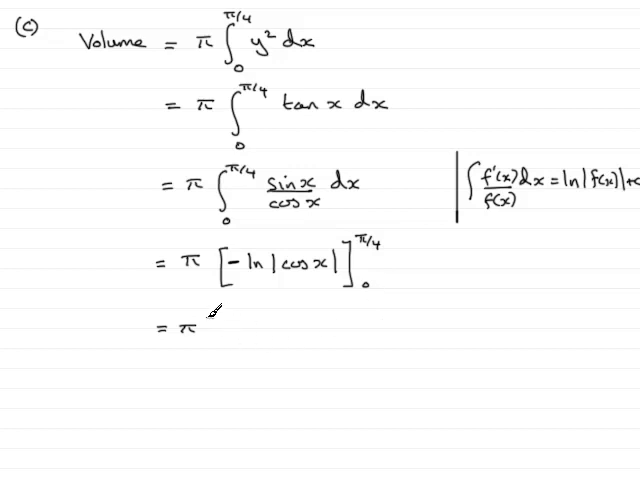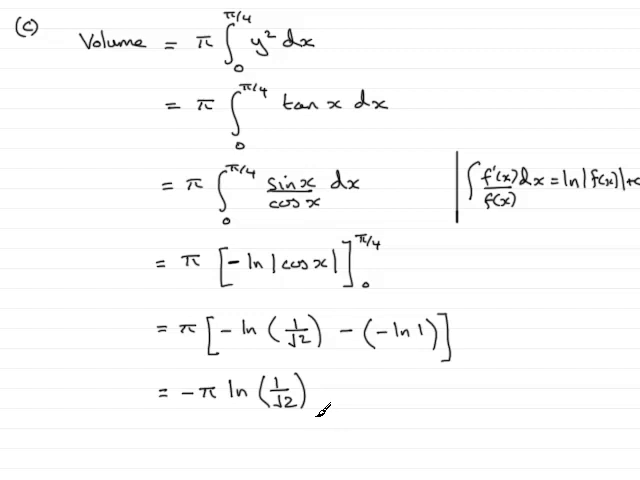Anyway, I'm keeping it like this, so all I've got to do now is substitute my limits in. So first of all, I have minus the natural log of the cos of pi over 4, and the cos of pi over 4 is 1 over root 2. So we've got that. And then minus, and I put the 0 in, the cosine of 0 is 1, and I would have minus the natural log of 1. Well, hopefully you know the natural log of 1 is 0, so this disappears completely, and so at the end of the day I have minus pi times the natural log of 1 over root 2.